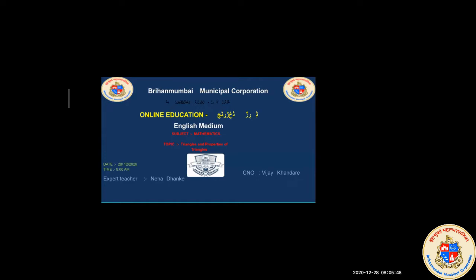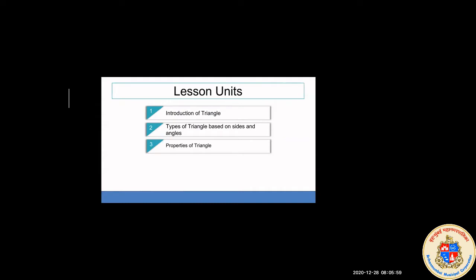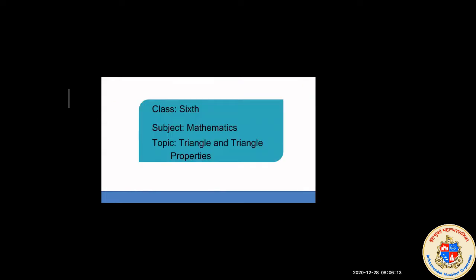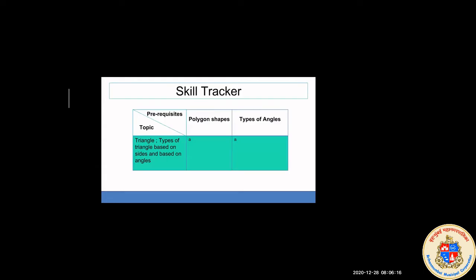Our today's subject is mathematics. In mathematics, we are going to see triangles and properties of triangles. Okay, so let's start our session. So in today's lesson, we are going to see introduction, then triangle, types of triangle on the basis of sides and angles, and then at the end we are going to see properties of triangle. Okay, this is our standard 6th mathematics.